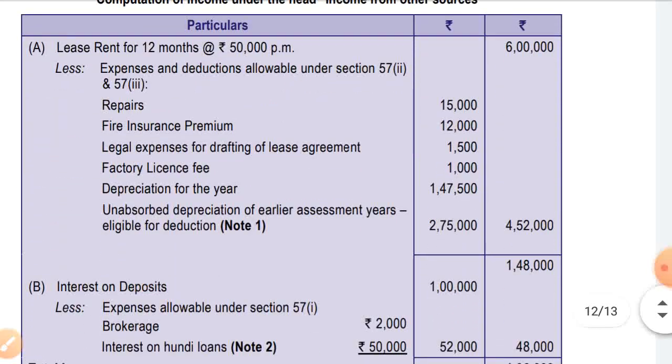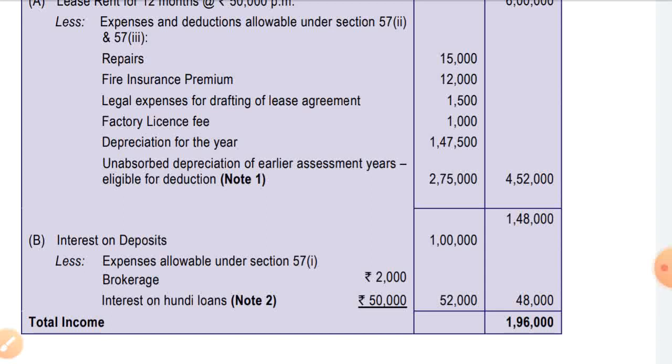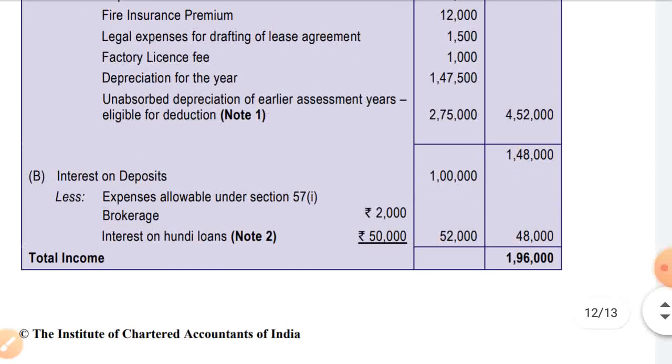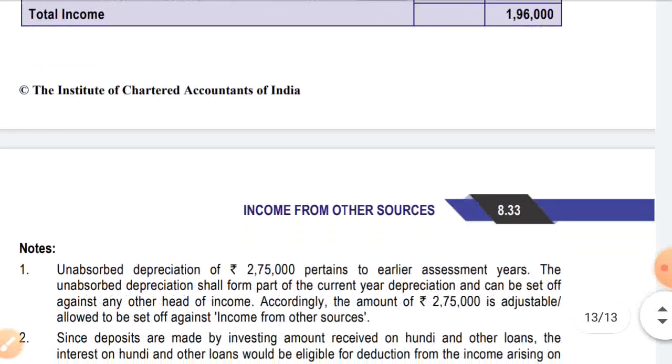So after interest, interest on deposit is 1 lakh. Expense allowable under section 57(1), brokerage expense is 2000, as I said. Interest on hundi loan 50,000 will be allowed and 25,000 won't be allowed. We'll see note number 2. So after deducting the expense, it's coming to 48,000, and total income is coming to 1,48,000 plus 48,000, 1,96,000. So let's see note number 2.